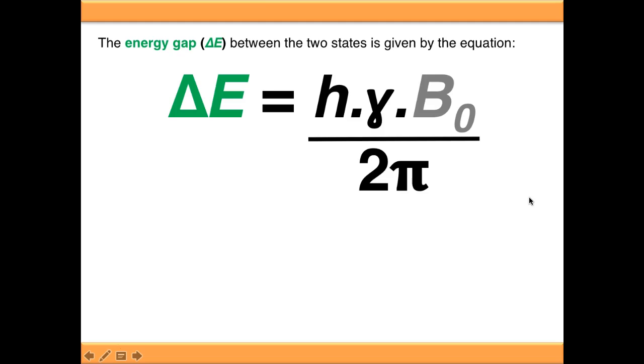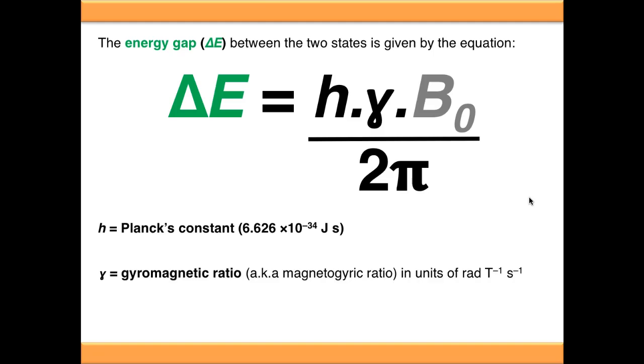So delta E is given by the equation here, so delta E equals h times gamma times B0 over 2 pi, where h is Planck's constant, 6.626 times 10 to the minus 34 joule seconds. Gamma is the gyromagnetic ratio, sometimes called the magnetogyric ratio. This is essentially a measure of how a particular type of nucleus responds to magnetic fields. So each nucleus, like 1H, 2H, 13C, and so on, will have their own gyromagnetic ratio. And B0 is the strength of the applied magnetic field. That's the field that's being applied by the spectrometer, and that's measured in Tesla.